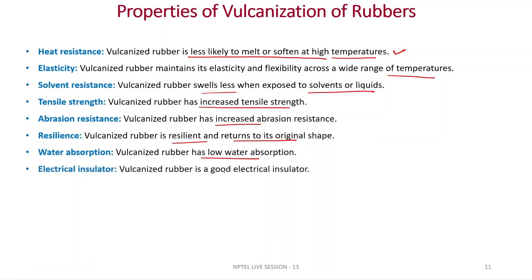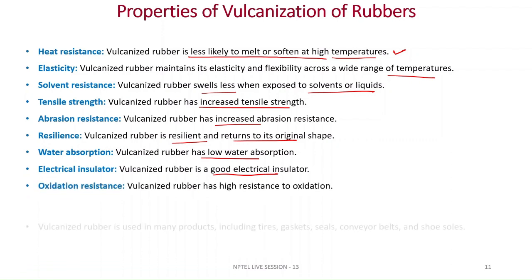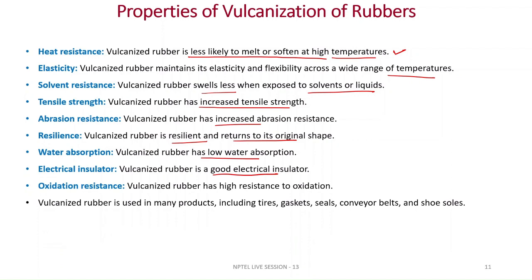Electrical insulator: it is a good electrical insulator, all kinds of vulcanized rubber. Oxidant resistance: these have high resistance to any kind of oxidation. So vulcanized rubber is used in many products including tires, gasket seals, conveyor belts and shoe soles.